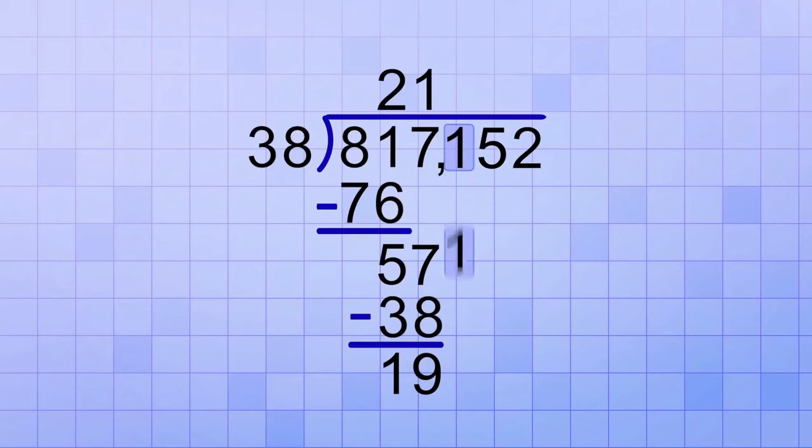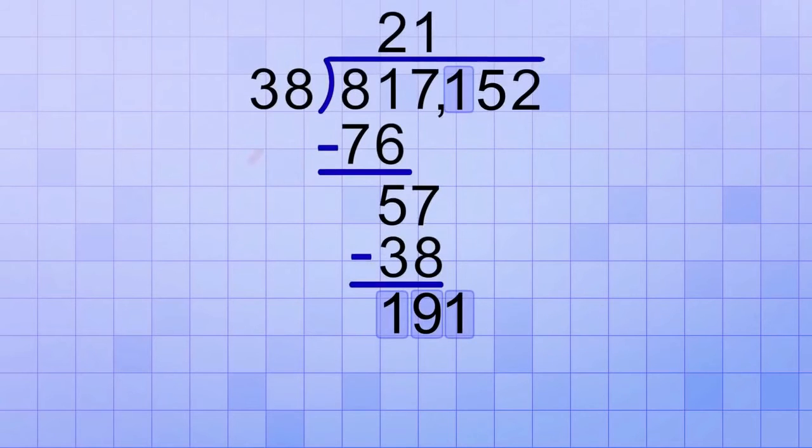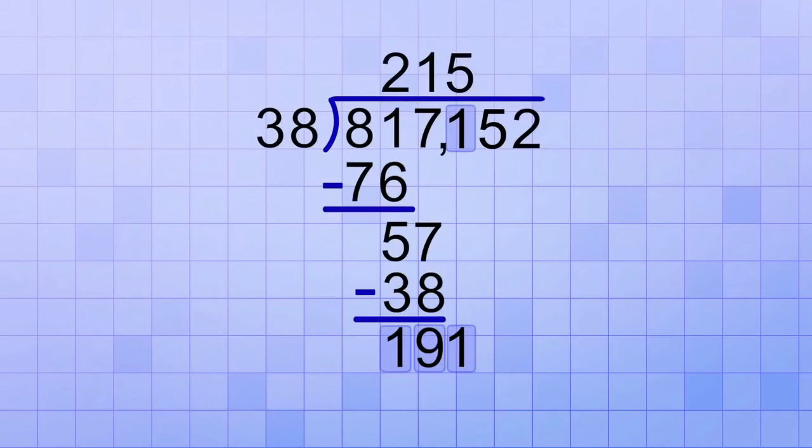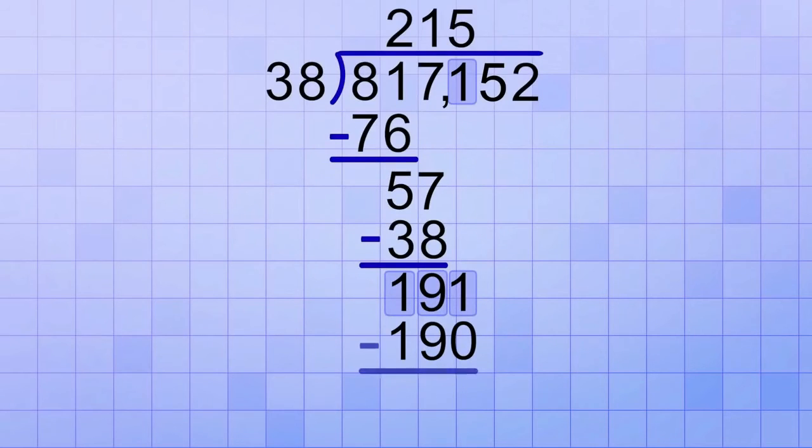We bring down a copy of the 1, and now we ask, how many 38s will it take to make 191? That's a bit tougher. To estimate, I'll round those numbers to 40 and 200. And I know that 5 times 40 makes 200, so 5 is my estimate for the next answer digit. 5 times 38 equals 190. And 191 minus 190 leaves a remainder of 1.